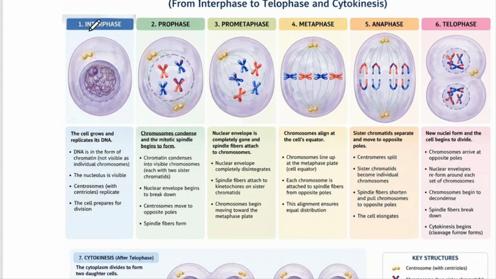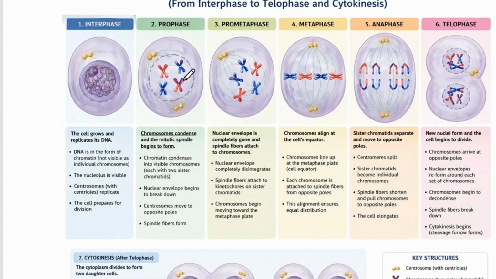At the end of interphase, every chromosome consists of two sister chromatids joined together at the centromere. Also, the DNA has been replicated, but the chromosome number is still 46, which means 2n.